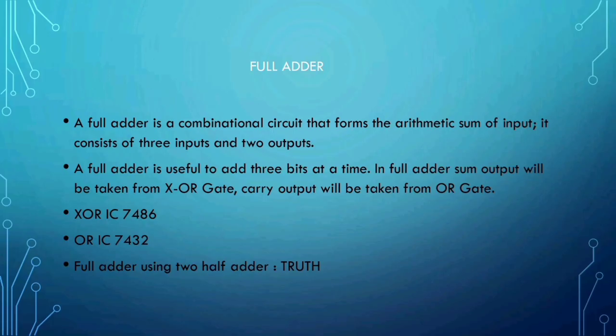A full adder is a combinational circuit that forms the arithmetic sum of input. It consists of 3 inputs and 2 outputs. A full adder is useful to add 3 bits at a time. In full adder, sum output will be taken from XOR gate. Carry output will be taken from OR gate. XOR IC7486 or IC7432. Full adder using two half adders.